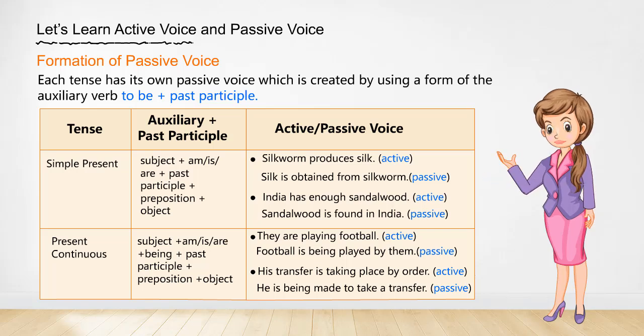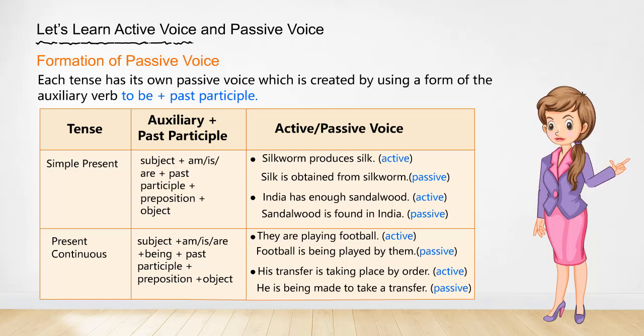India has enough sandalwood, active. Sandalwood is found in India, passive. Tense: present continuous, auxiliary plus past participle, subject plus am, is, are plus being plus past participle plus preposition plus object. Active passive voice: they are playing football, active. Football is being played by them, passive.